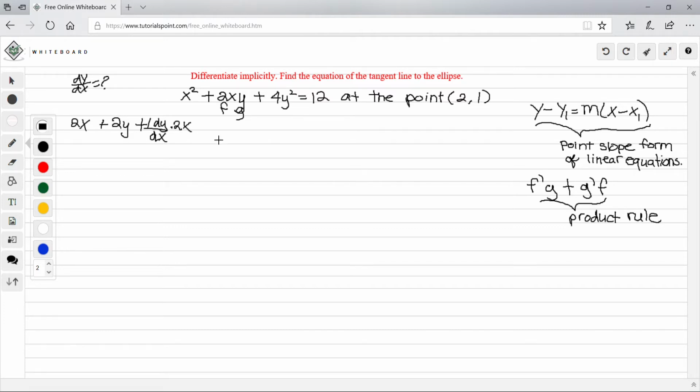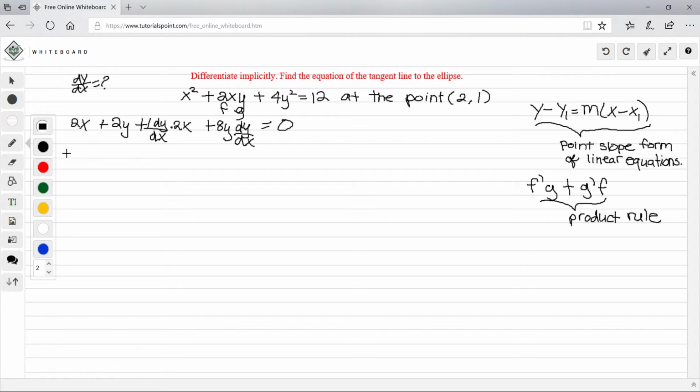I'll clean this up later on. So now about this one. Since it's a y, what's the derivative of 4y squared? You use the power rule, so that would be plus 8y. Remember, since there's a y, you have to add that dy/dx. Equals, and then the derivative of a constant is just 0.